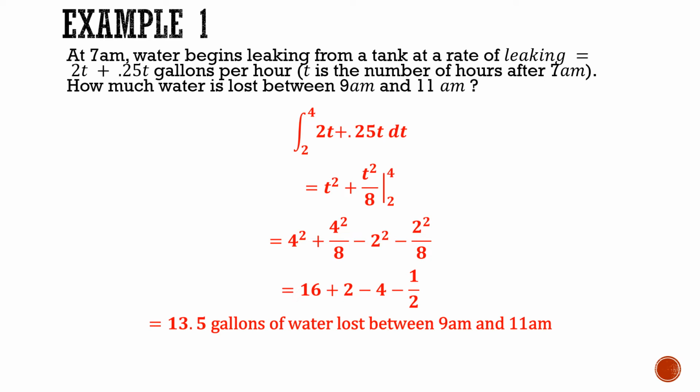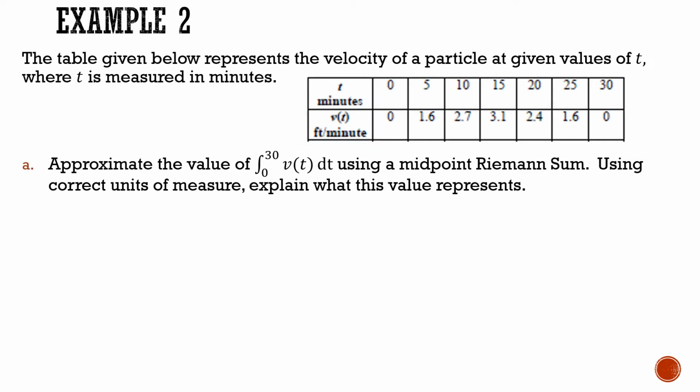All right, example 2 says the table given below represents the velocity of a particle at given values of t, where t is measured in minutes. Approximate the value of the integral from 0 to 30 of v of t using the midpoint Riemann sum. Use correct units of measure, explain what this value actually represents.